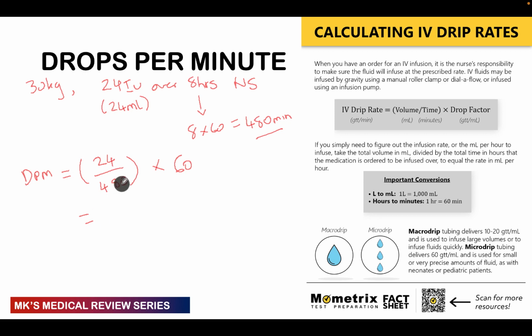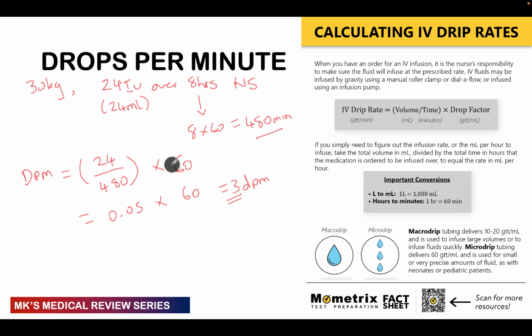If we divide 24 by 480, this gives us 0.05. Then multiplied by 60, this gives us 3. So it means every minute this infusion must be running at 3 drops per minute to make sure that you give this person these 24 mils over 8 hours. You're going to be setting it to run at 3 drops per minute.